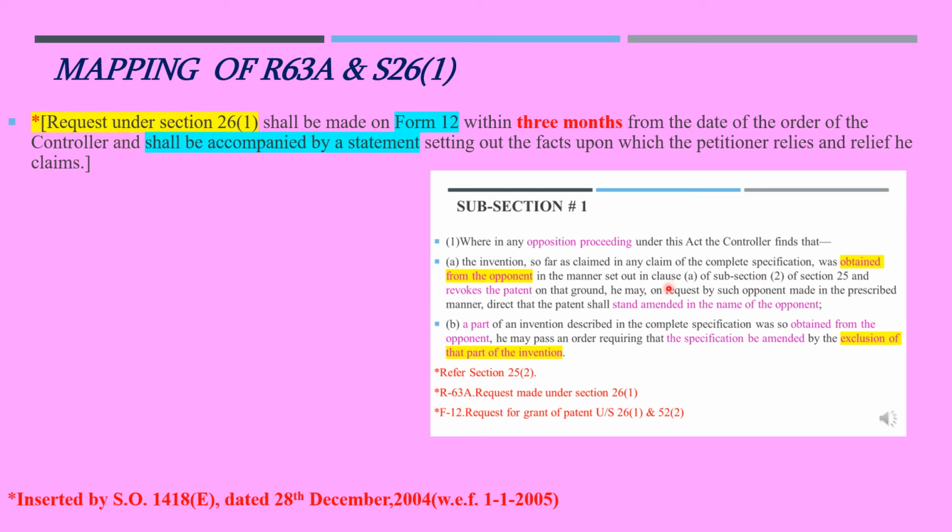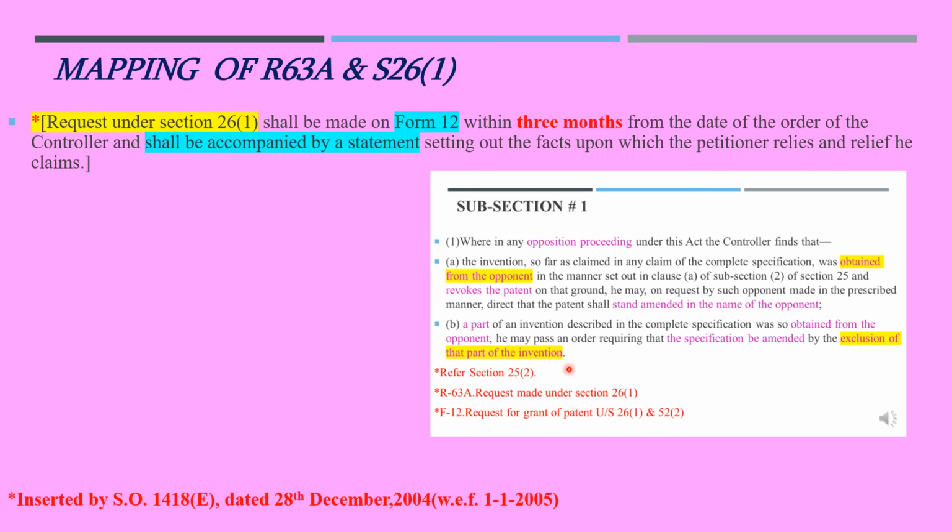Now we will just recall our slide from section 26 subsection 1. What does it say? Section 26 subsection 1 says, where in any opposition proceeding under this Act, the controller finds that, clause A, the invention so far as claimed in any claim of the complete specification was obtained from the opponent in the manner set out in clause A of subsection 2 of section 25 and revokes the patent on that ground, he may, on request by such opponent made in the prescribed manner, direct that the patent shall stand amended in the name of the opponent. This we have already discussed.